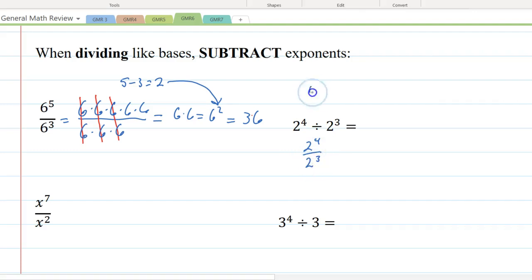Either way, I'm going to subtract. 4 minus 3 is equal to 1. That gives me 2 to the power of 1, or simply 2. You do not need to write the invisible exponent of 1.